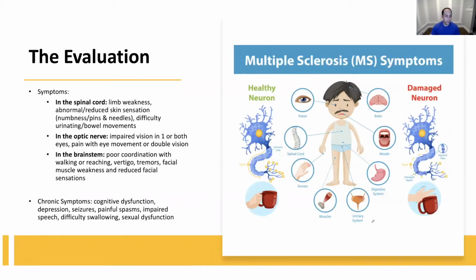All right, this is essentially just saying the evaluation and things that we'd be looking for, or things that you can look out for in yourself, depending on where the MS is located. If it is located in the spinal cord, you'll see more peripheral issues. That's like limb weakness, so upper and lower limb, arm weakness, leg weakness. You'll also see abnormal sensations, like pins and needles sensations, numbness, and then difficulty going to the washroom, either stopping or starting, or losing control of your bowels and bladder.